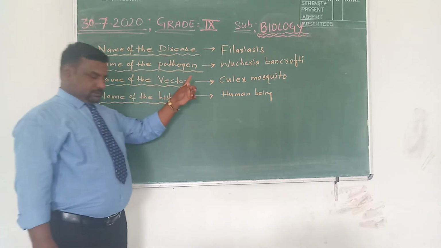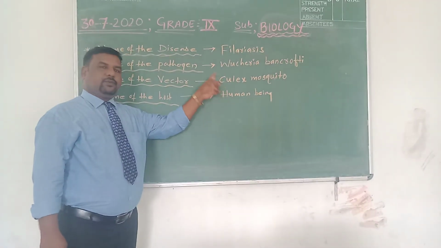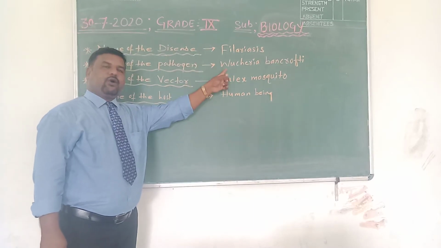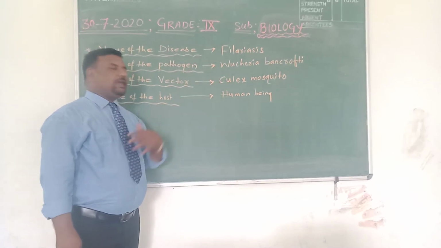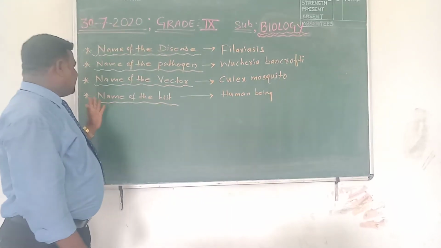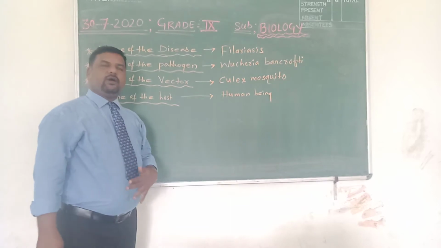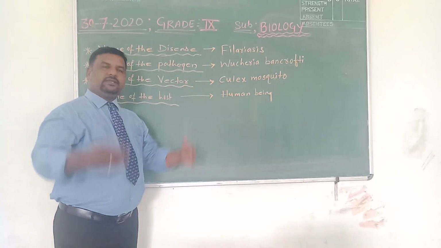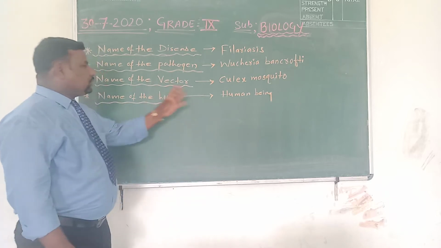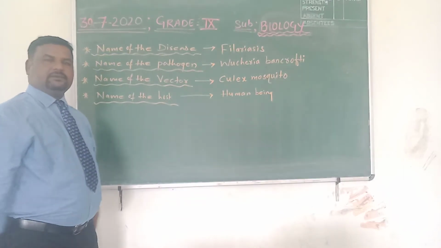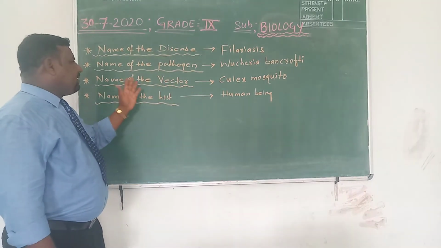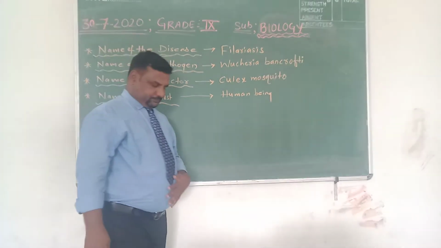Name of the vector. Which vector, which animal is responsible to bring this Wuchereria bancrofti to us? They are Culex mosquito. The vector is Culex mosquito. And the name of the host, in which organism this disease may further develop or spread: a human being. In man, in human being, this disease occurs due to the bite of this Culex mosquito.